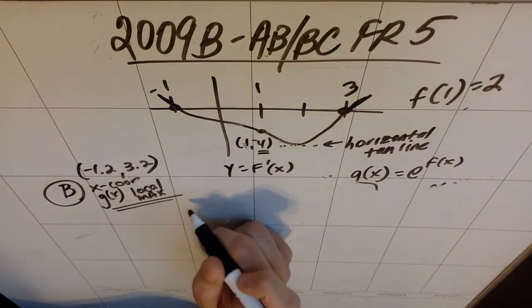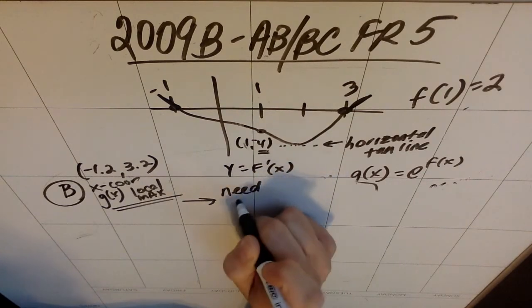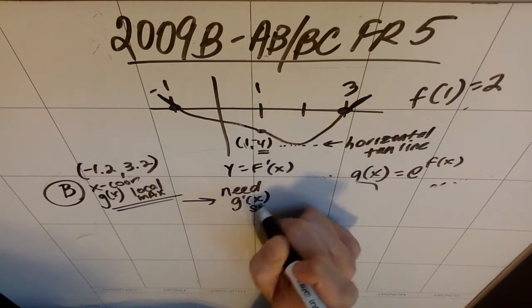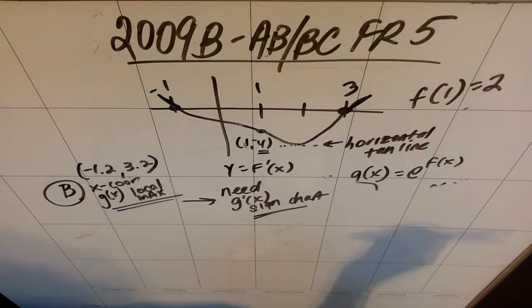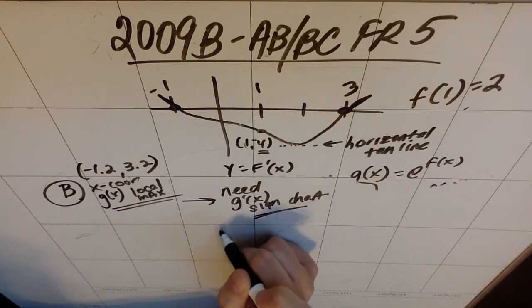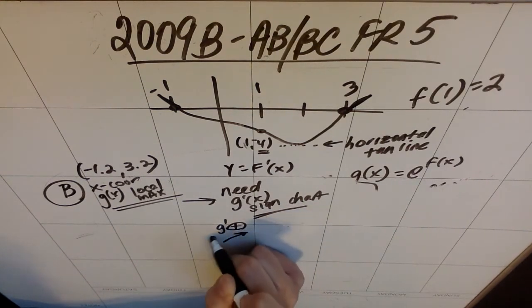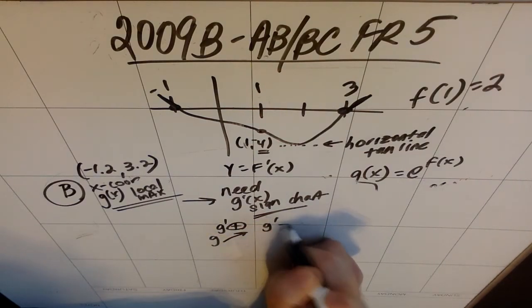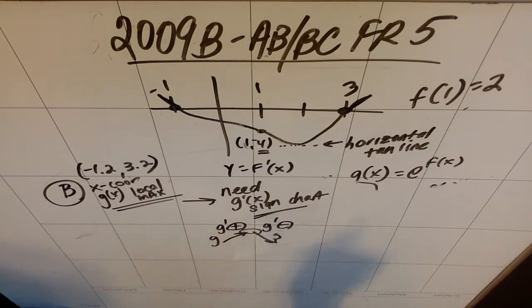So if you're asked for extrema for g of x, you need a g prime of x sign chart, right? That's the best way to do this. So I need a g prime of x sign chart. Specifically, if I want a max, I need g prime to switch from positive, which would mean g is going up, and then g prime is negative. Hey, look, g is going down, right? So if I want a max, I want g prime to switch from positive to negative.